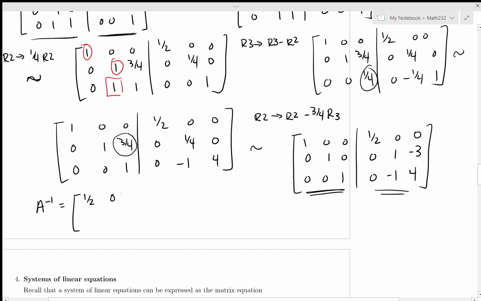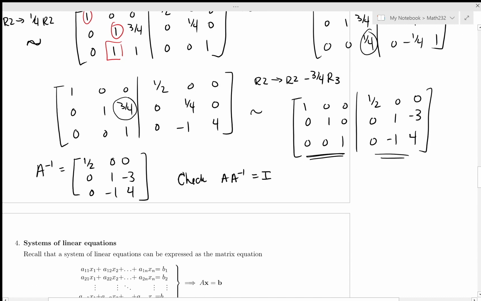1/2, 0, 0, 0, 1, minus 3, 0, 1, minus 3, 0, minus 1, 4. Okay, now I could check. You can, at least you can check your answer at this point, right? You check your answer. You want to multiply A times A to the minus 1. You are expecting to get I. If you don't, something has gone wrong. So let us try that out.